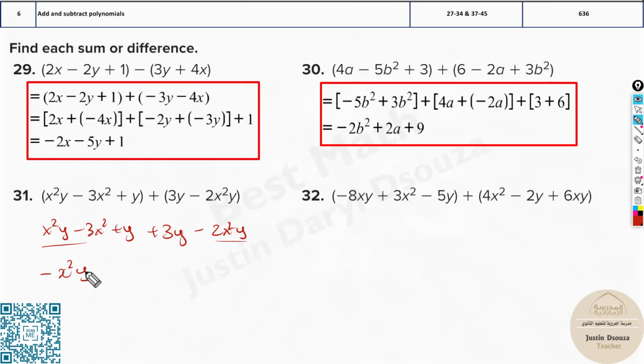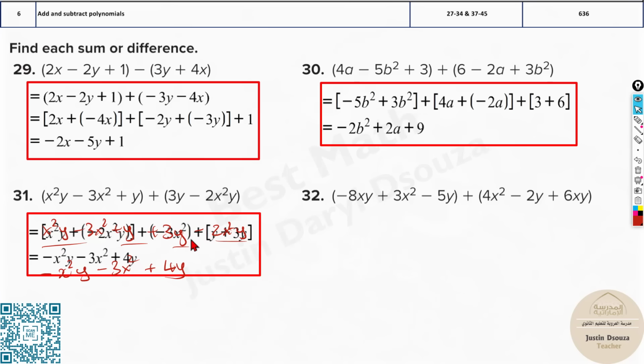We don't write minus 1. I'll just write minus x squared y. And what about x squared? Let's write minus 3x squared itself. There is no other x squared term, but there is y. So plus 3 and 1 is 4y. That is the correct answer.